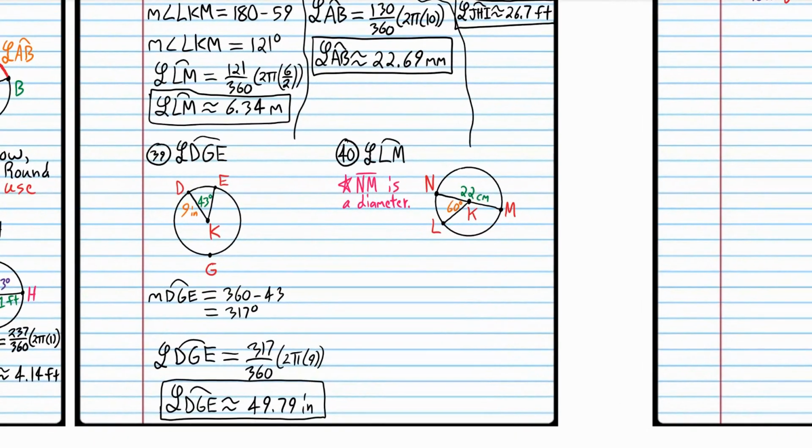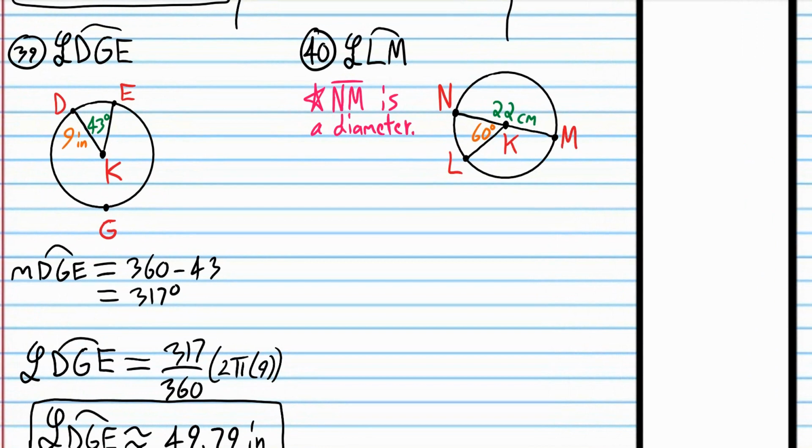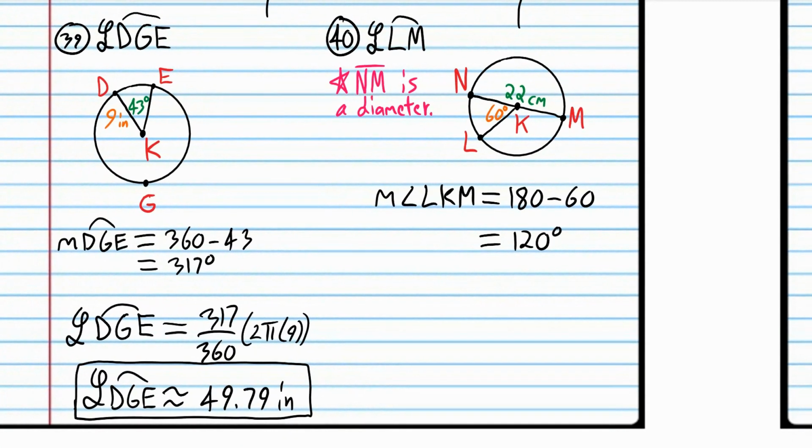All right, we're back. We're looking for this arc length, and we can't find that arc length because we don't have the corresponding central angle. But we know this is a semicircle, which is 180 degrees. So the measure of angle LKM is equal to 180 minus 60, obviously. So that would be 120 degrees. So now we have the central angle that we need.